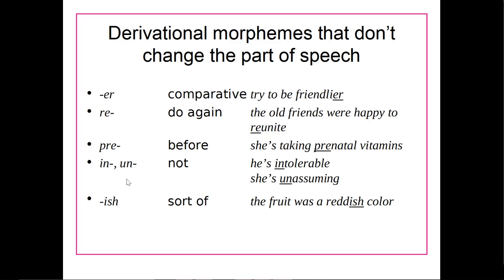In- and un-, those change an adjective or perhaps a verb into another adjective or verb, but they do change the meaning into a negative. -ish can change an adjective into meaning sort of that adjective, but it's still an adjective. So red changes into reddish.